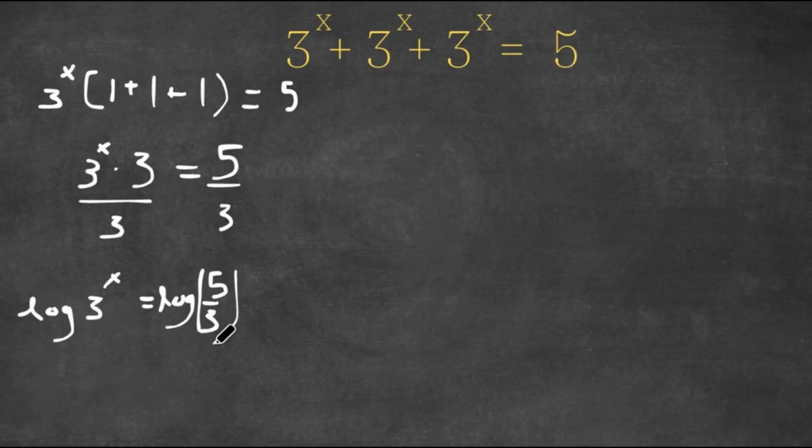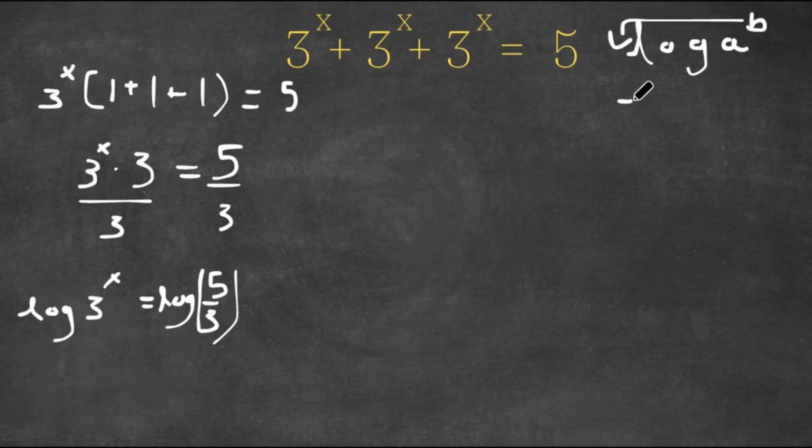And whenever I have a logarithm in the form log a to the power of b, I can actually move our exponent b to the front of the logarithm. And this is known as the power property of logarithms. So this would be equal to b times log a. So now we have, I'm actually going to move this x to the front.